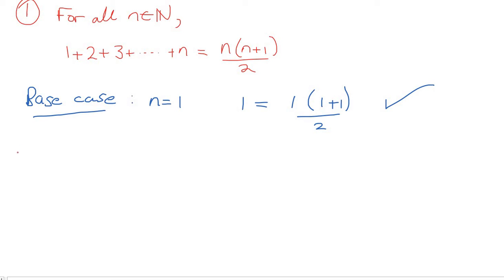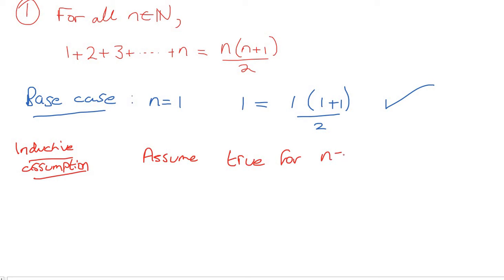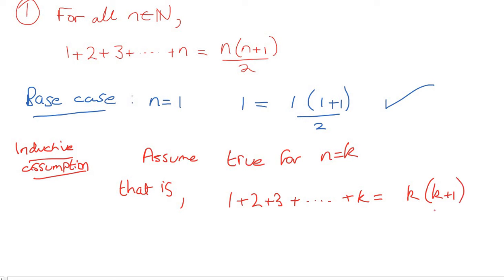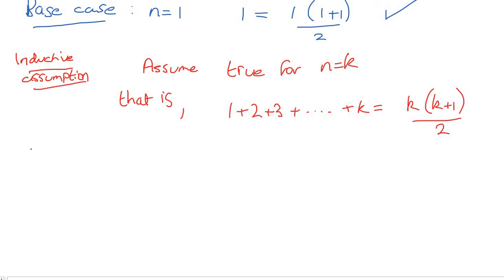Right, inductive assumption. So assume the result is true for n equals k. And I know a lot of people would just say assume true for n, but I quite like to use a different letter. It sort of makes it clear to me. But everyone has their own ways. So assume true for n equals k, that is 1 plus 2 plus 3 up to k equals k times k plus 1 over 2. Right, so that was our inductive assumption.